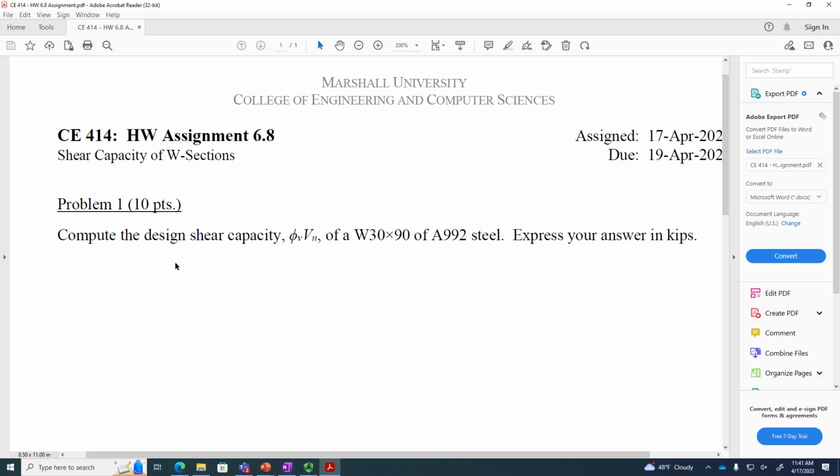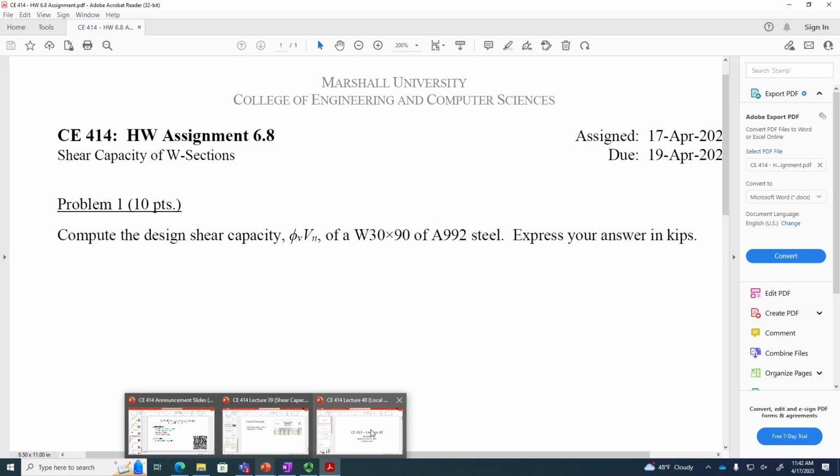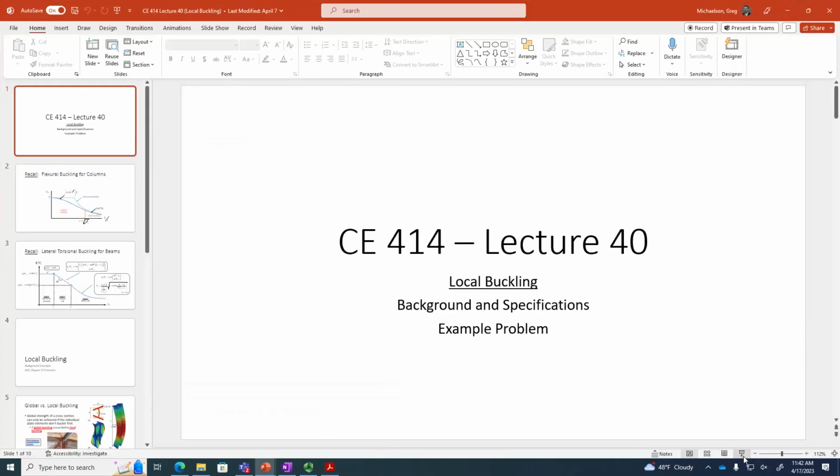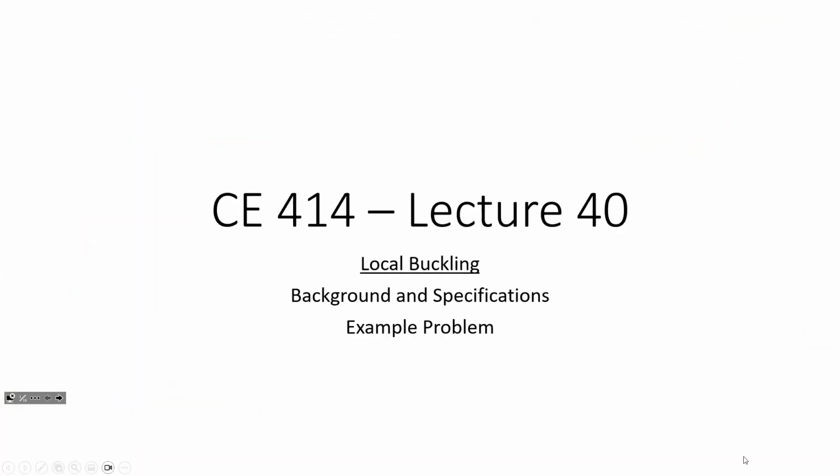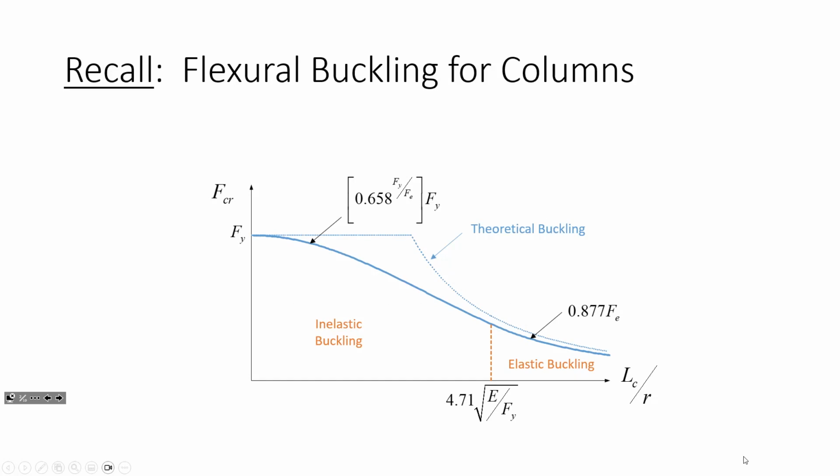This is one that you could look up in table 3.2, but I actually want you to negotiate the specification. I want you to read this and investigate it and see if you understand it. Okay. And the last thing, I just want to give you a taste of what we're going to talk about on Wednesday, which is this idea of local buckling.